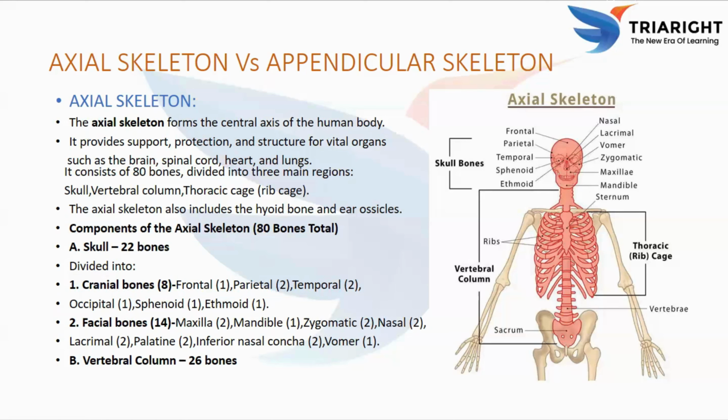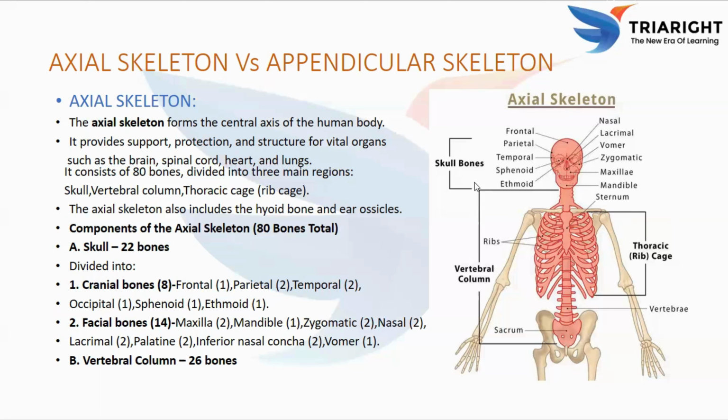So how many bones are present in the axial skeleton? This axial skeleton consists of 3 main regions. What are the 3 main regions? You can clearly see in the picture over here. This is a picture of the axial skeleton showing all the bones and the number of bones involved in it. It consists of 3 main regions: the skull, vertebral column and also the thoracic cage or rib cage. It also includes the hyoid bone in the neck and the ear ossicles, the 3 tiny bones in each ear.